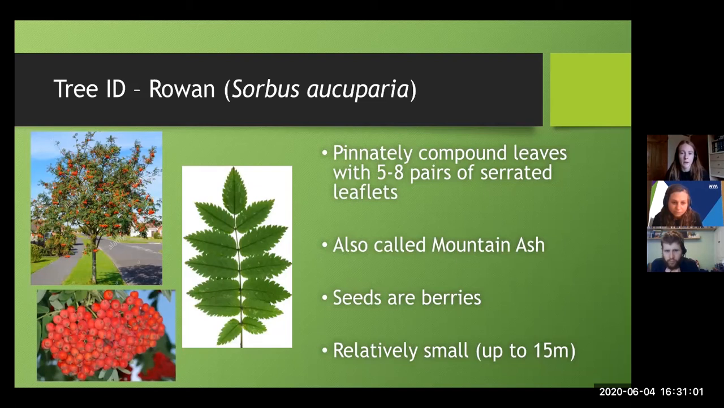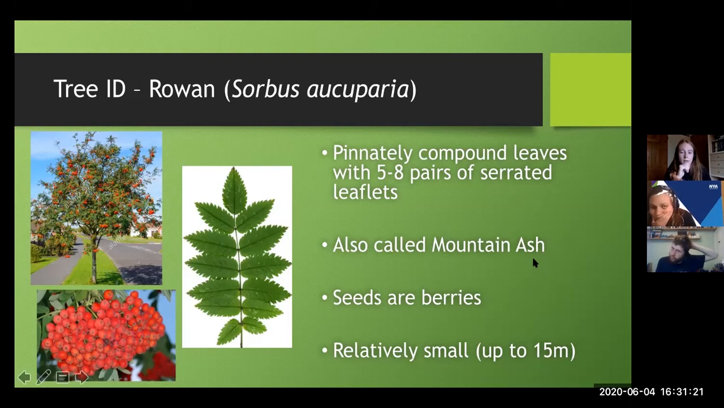So pinnately compound leaves, but the leaves of the rowan are really serrated. So that's one way to really separate them. And generally they've got more leaflets, but not always. So yeah, the serrated leaf edge is a big indicator.